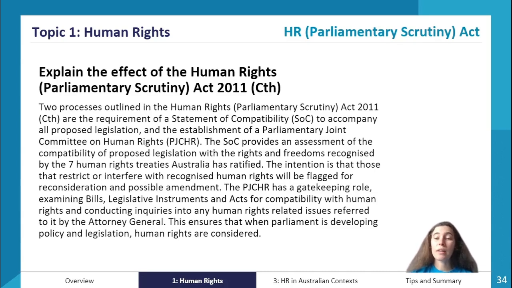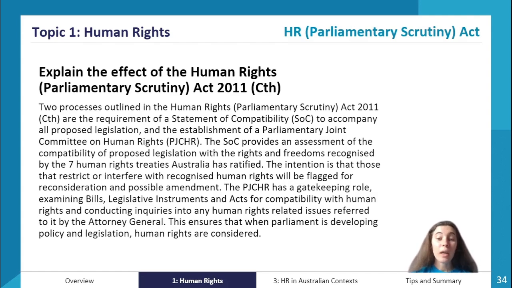The intention behind this is that those that restrict or interfere with the human rights that are recognized in those other treaties will be flagged for reconsideration and possibly amendment as well. So again, this is that idea of compatibility of things that already exist needing to align with anything that is being proposed to be introduced. You can't just introduce everything without considering what's already there.